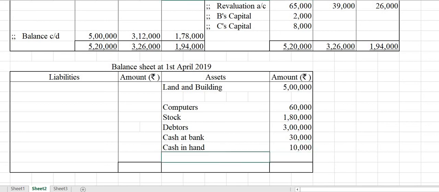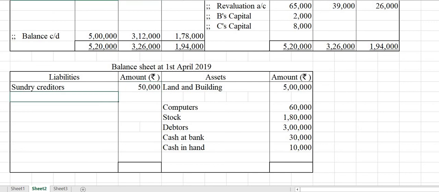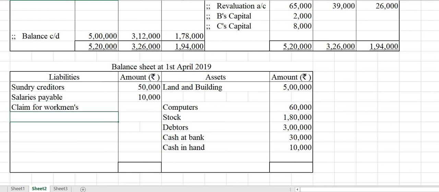And on the liability side, sundry creditors. Sundry creditors, we have 50,000. We'll write here the same amount because there is no change in the sundry creditors also. And salaries payable. Salaries payable, 25,000 was there, 15,000 was written off, and the remaining 10,000 we will write. Then workmen's compensation claim, that we are writing. How much is the claim now? 30,000 is the claim that we are writing.